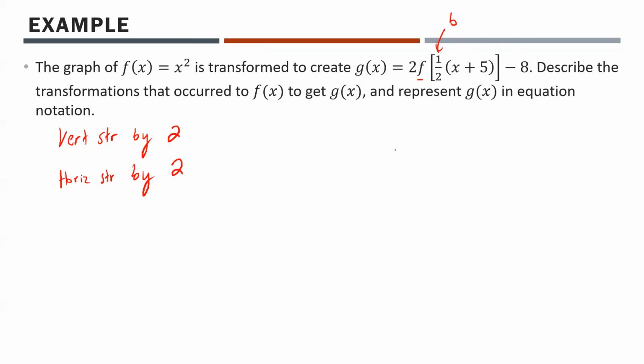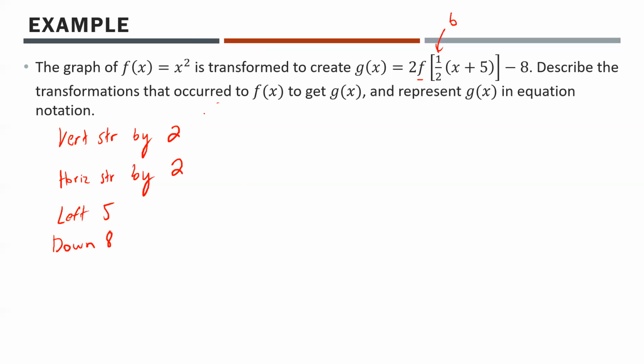Then we have plus 5 inside here. Think about which way that's going. That's going left 5. And then we have a minus 8 on the outside. That's going down 8. Awesome. Okay, so we have all our transformations there.